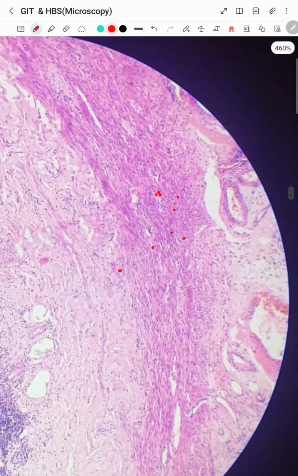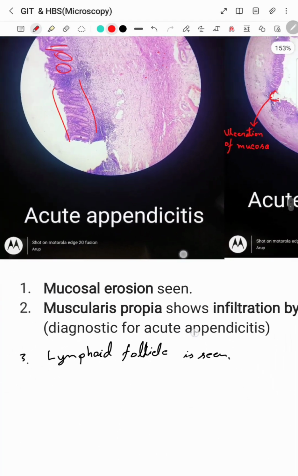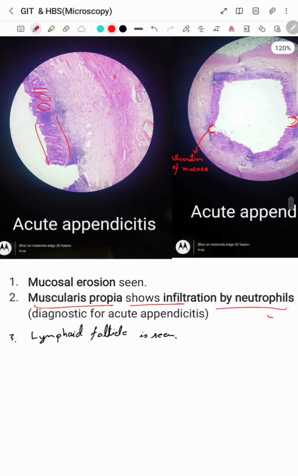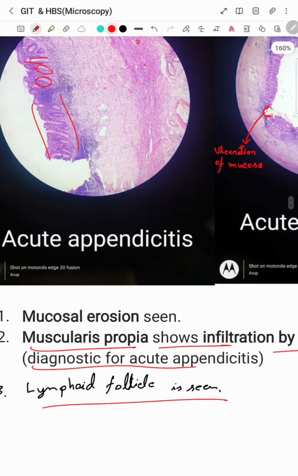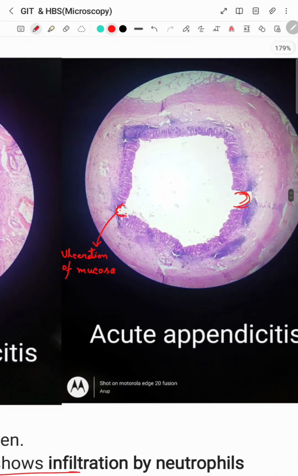You can see it all over the muscular layer. So the muscularis propria shows infiltration by neutrophils. It is the diagnostic property for acute appendicitis. Okay, and you can see the lymphoid follicle. What is the lymphoid follicle? These are the lymphoid follicles.